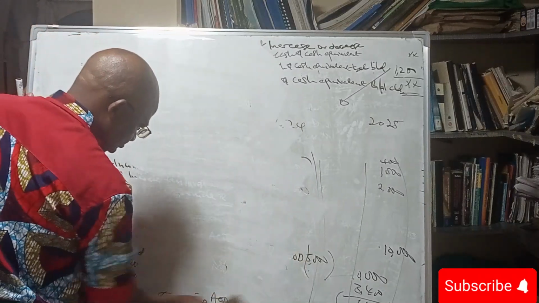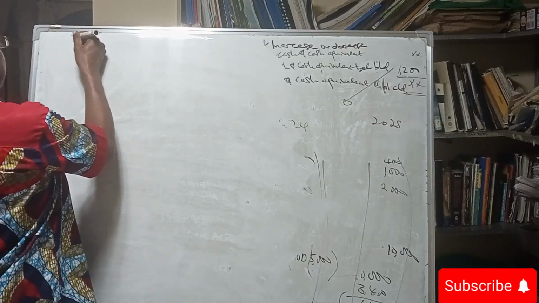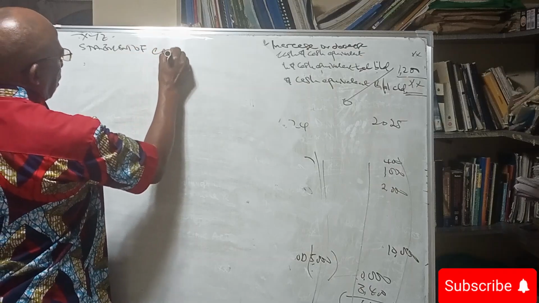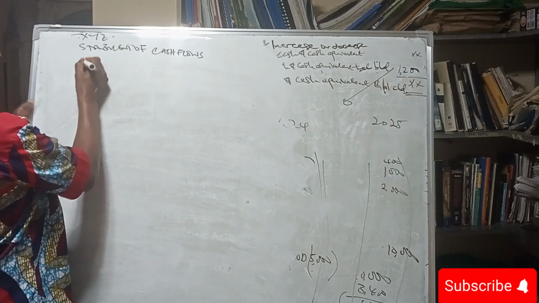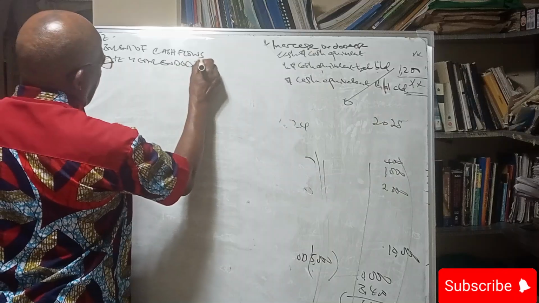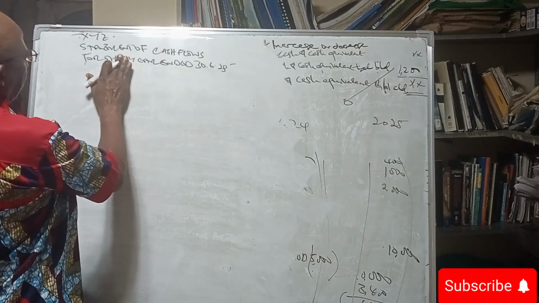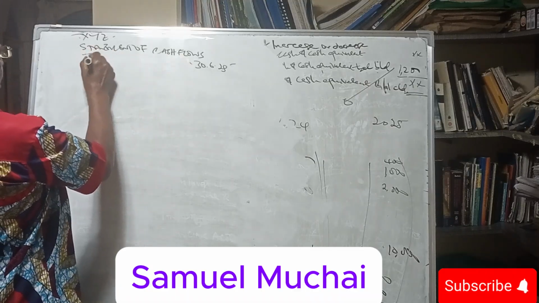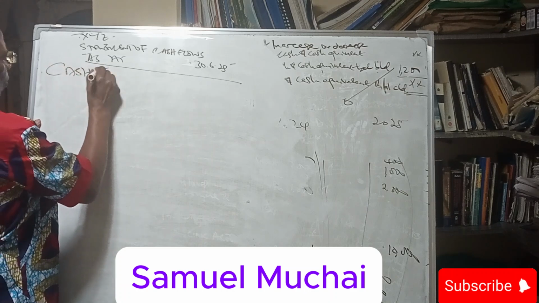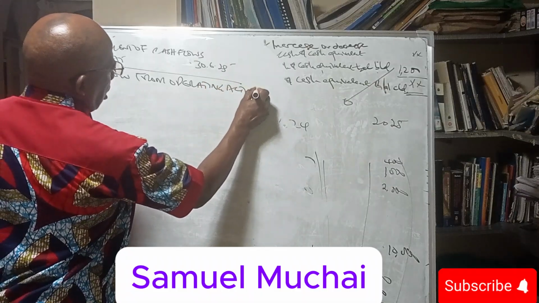Statement of cash flows, XYZ, statement of cash flows for the year ended June 25, as at that year June 25, and we are saying cash flow from operating activities.